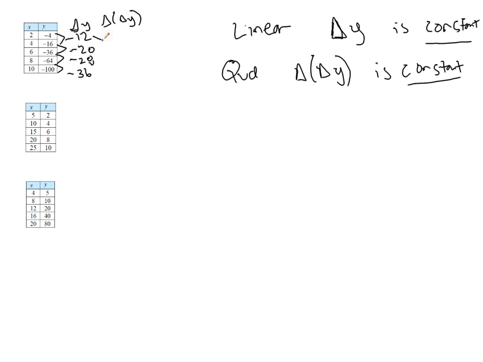So this change in y goes from -12 to -20, so that's a drop of 8. This one goes from -20 to -28, so that's a drop of 8. And this goes from -28 to -36, so that's a drop of 8. So since the change in the change is constant, this represents a quadratic function by definition.